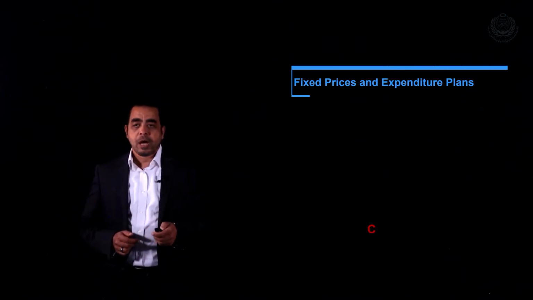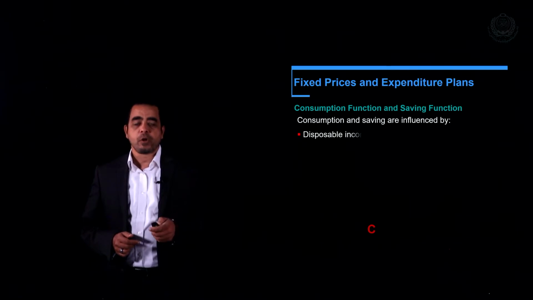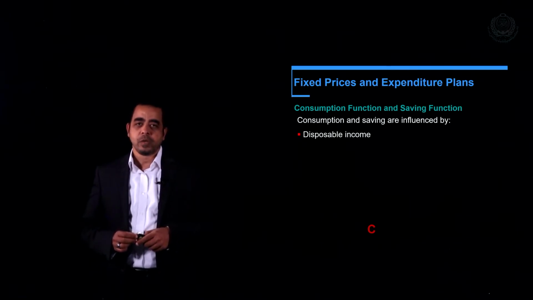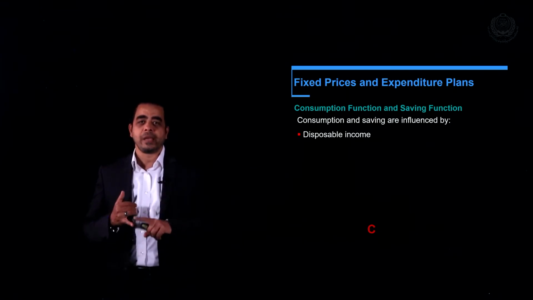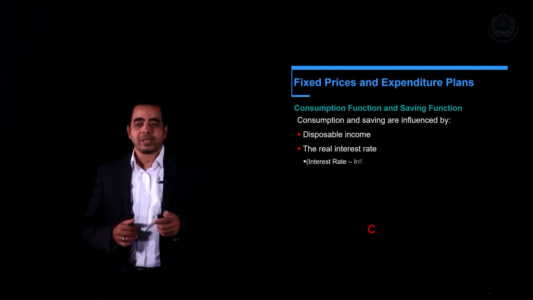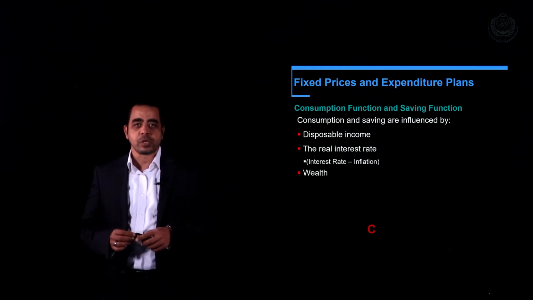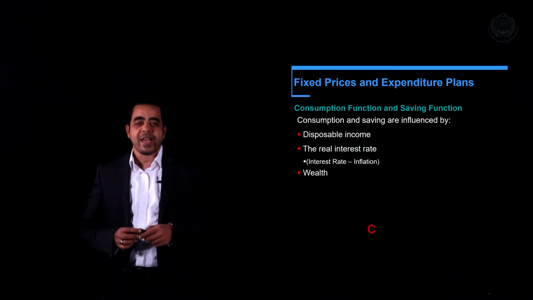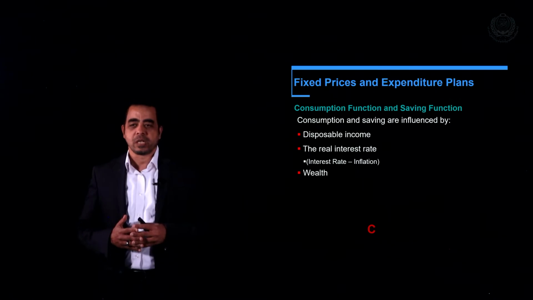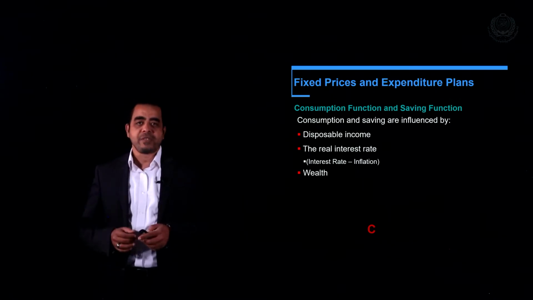So now we're ready to talk about the components of the aggregate expenditure, and let me remind you that they are C, I, G, X minus M, and we'll start with the C, consumption. So we want to know what influences and affects consumption, and how it changes with different factors. What are the factors that may affect consumption? So first we have disposable income.